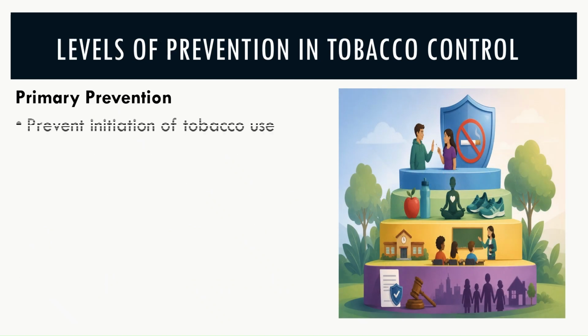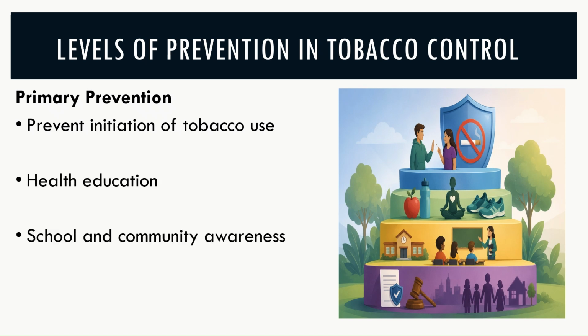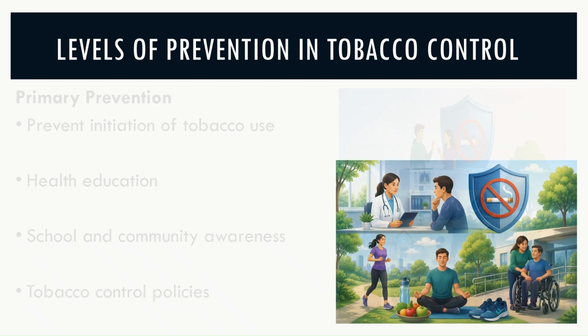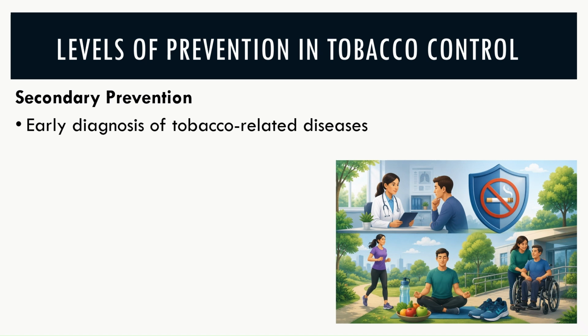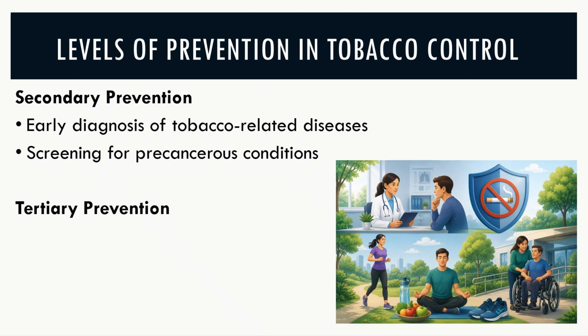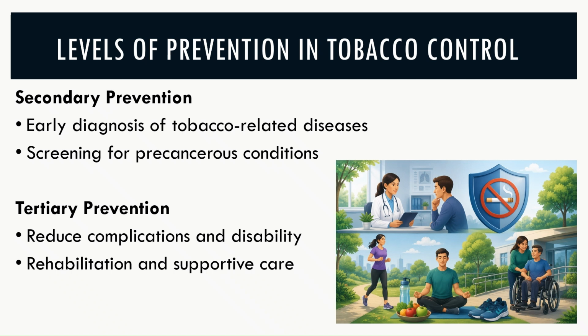Primary prevention aims to prevent the initiation of tobacco use through health education, awareness programs, and tobacco control policies. Secondary prevention focuses on early diagnosis and screening of tobacco-related diseases, and tertiary prevention aims to reduce complications, disability, and improve quality of life through rehabilitation and supportive care.